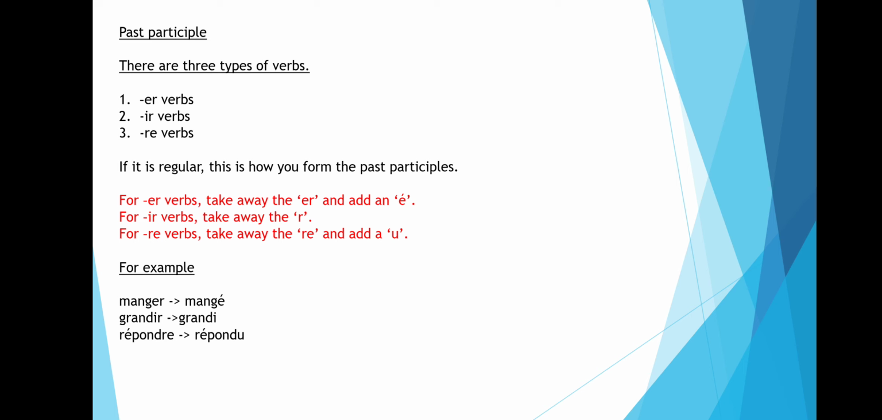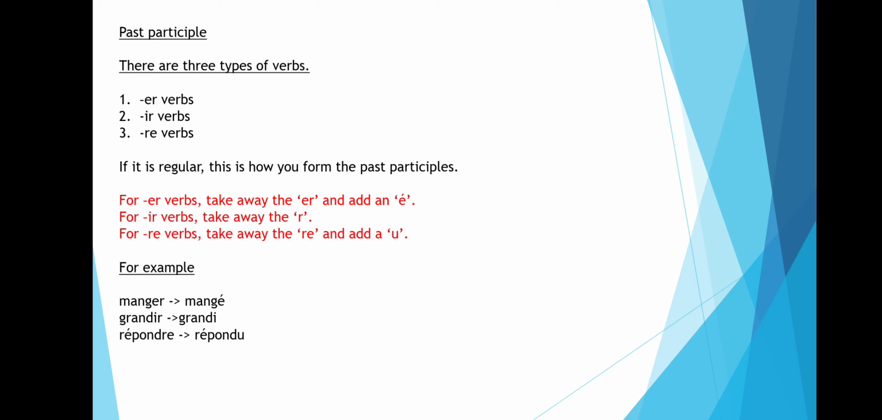And the past participle is the last bit, the harder bit. So remember there are 3 types of verbs: er verbs, ir verbs, and re verbs. So if it's regular, there's a pattern as always. This is how you form the past participle.